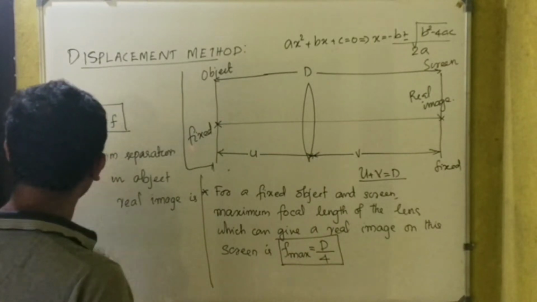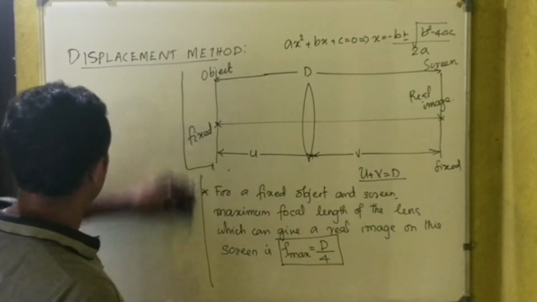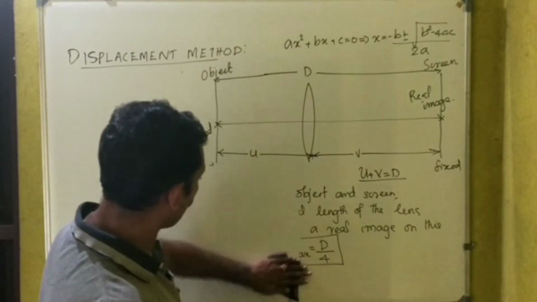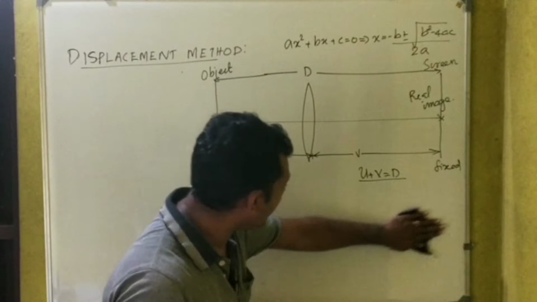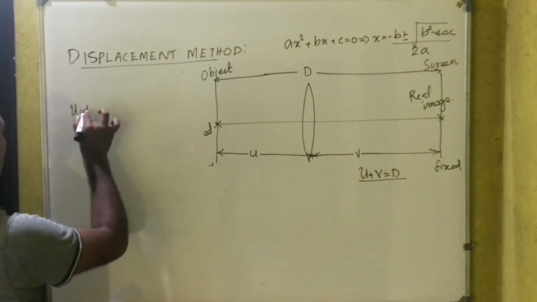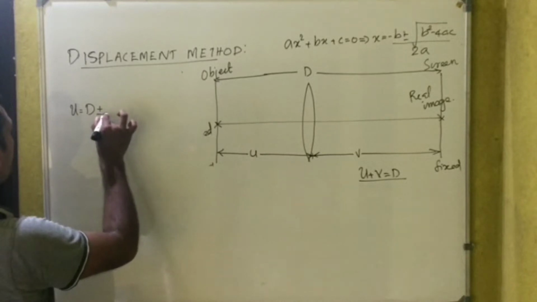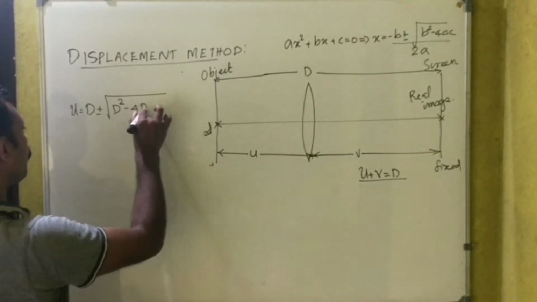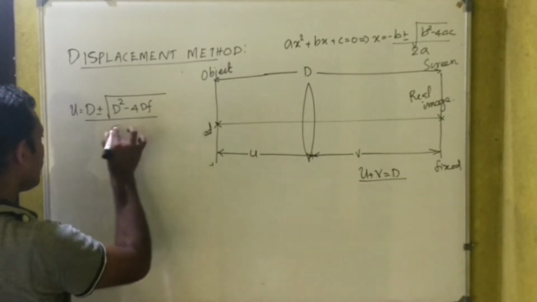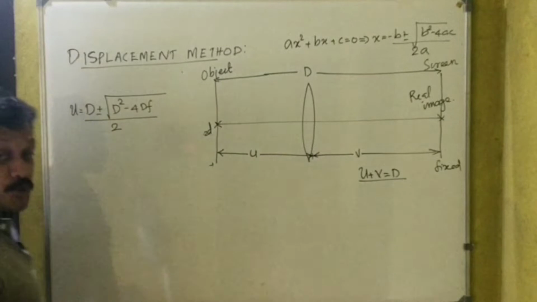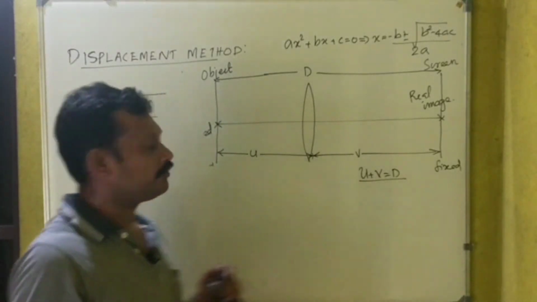Since the size of the board is very less, I was forced to wipe off what I wrote on the board earlier. Now we'll start from the solution of the quadratic equation. We got u is equal to d plus or minus root of d square minus 4df divided by 2, which means we have 2 positions for this.